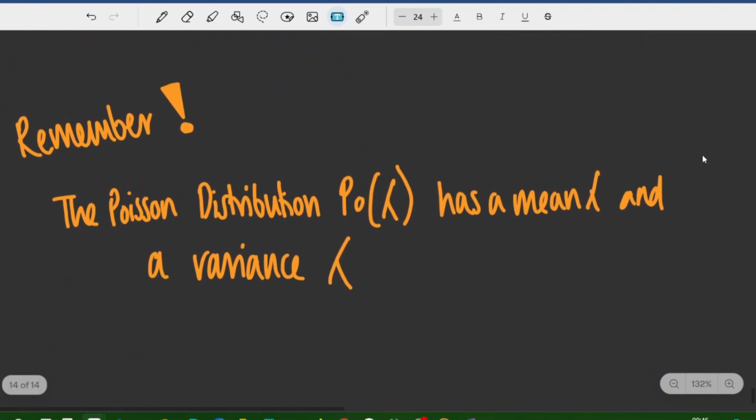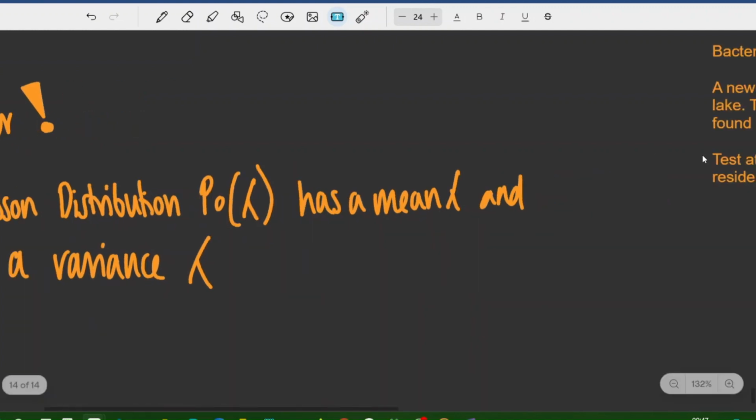Remember, the Poisson distribution has a mean, lambda, and a variance, lambda, so the mean is equal to the variance. And now we're going to solve a problem.